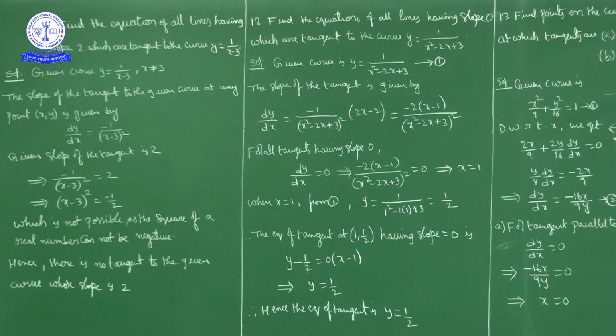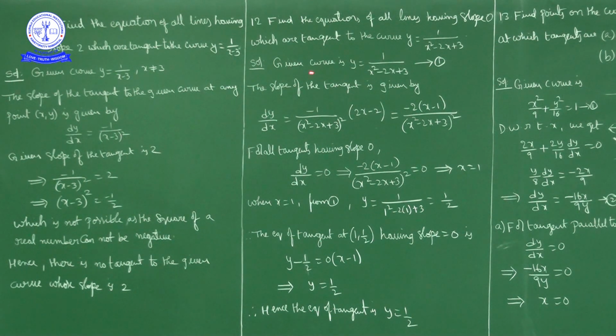Now, slope 0 means the tangent is parallel to the x-axis. A tangent parallel to the x-axis is nothing but dy by dx equal to 0. Okay, tangents having slope 0 means dy by dx is equal to 0.